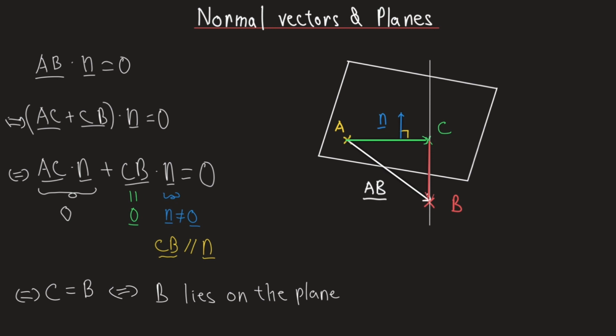In conclusion, we can see the importance of normal vectors when we consider planes, because essentially, if we have a normal vector and a point A on the plane, then we can know whether any point, any arbitrary point B lies on the plane or not. And it lies on the plane if and only if the vector AB is orthogonal to our normal vector N.